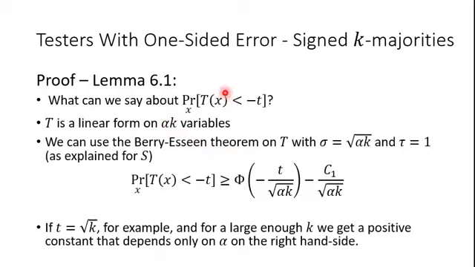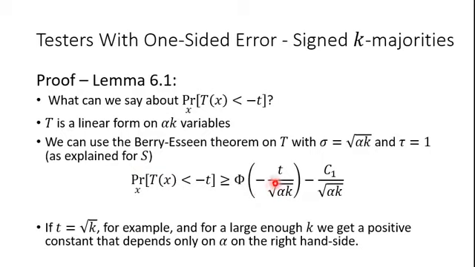So now let's look at the second term from the multiplication, the one that's for t. And what we can see here is that t is a linear form on alpha k variables. Again, if we recall, t runs from k plus 1 until k prime, so it's alpha k variables. And so again, we can use the Berry-Esseen theorem on t with the sigma. This time sigma will be square root of alpha k, and the same tau equals 1. It's the same as explained for the case for s.